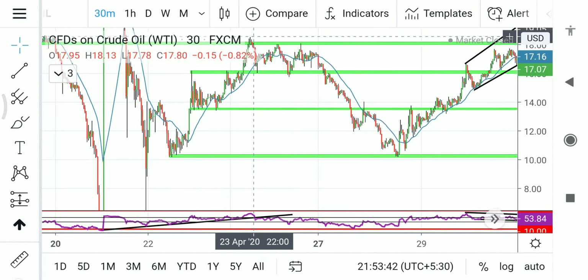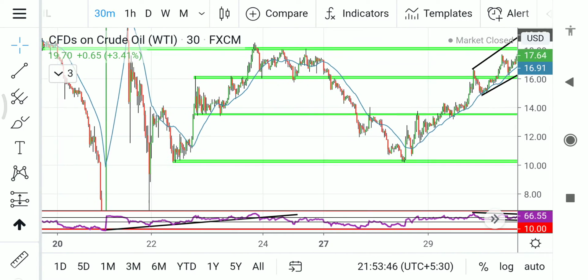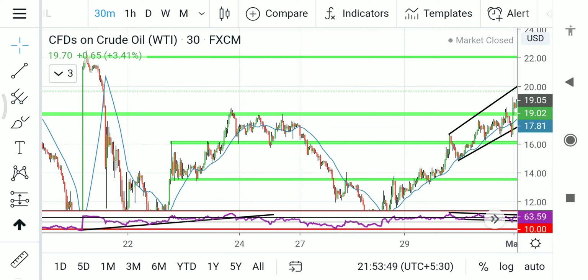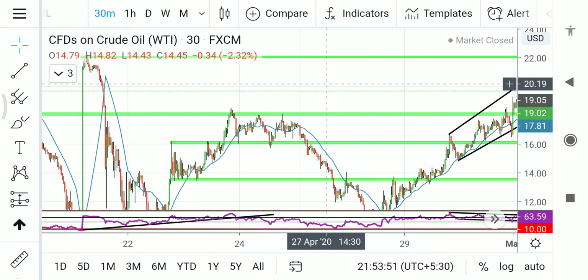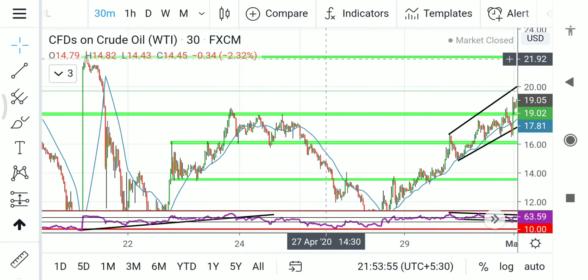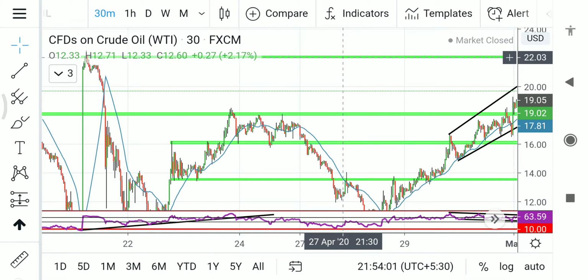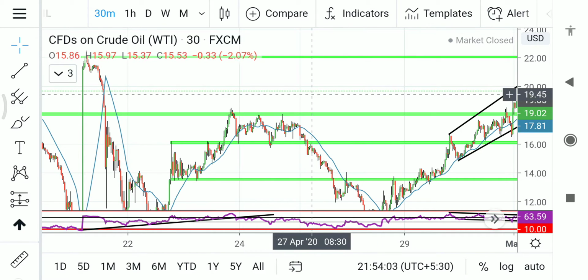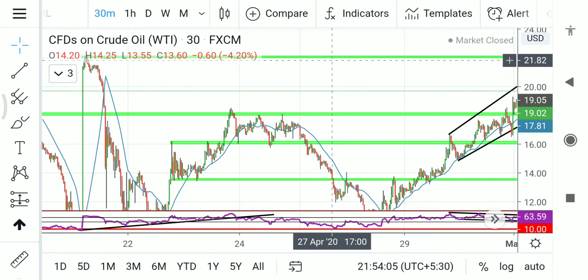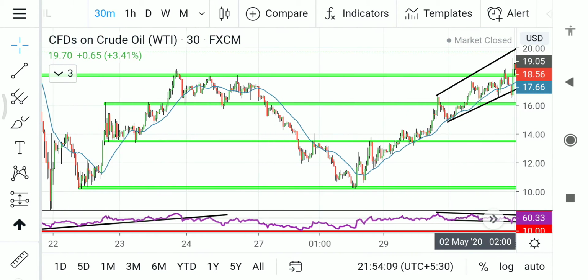I said if it breaks that 18 region on Monday, then we can expect a psychological level of $20. Even if $20 gets broken, then we can expect 22.5. That is the next resistance we have to look out for. If these three resistances get broken, then 25 and 30 are on the cards. And let's see what happened on Monday.